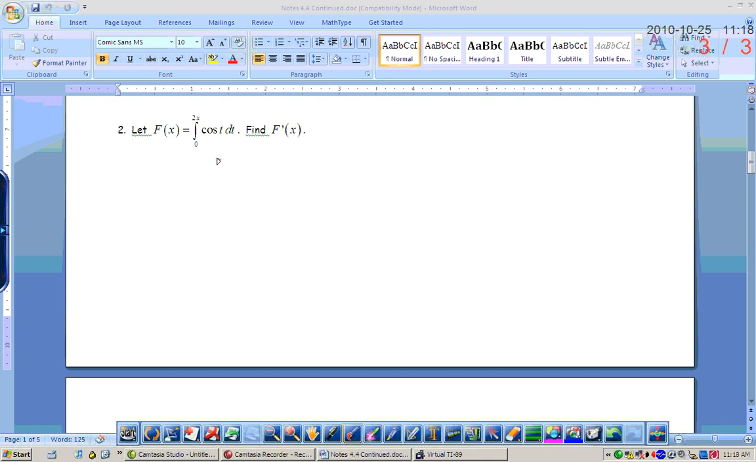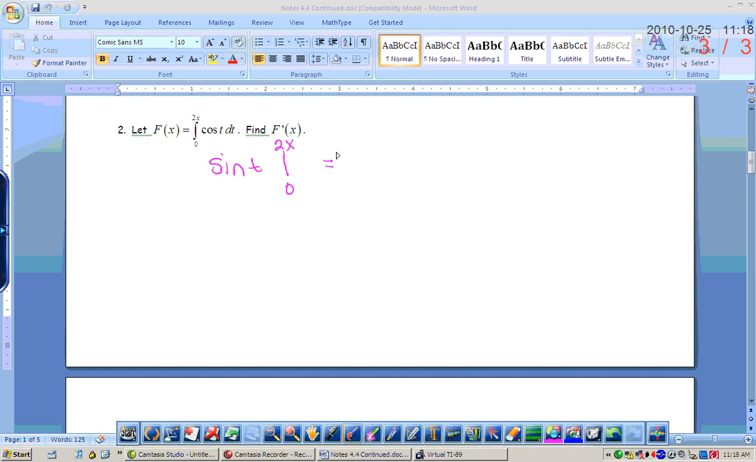It's just sine t, right? Okay, so it's the sine of t evaluated from 0 to 2x. Okay, well, the directions are saying capital F of x equals that integral. And the directions are saying find capital F prime of x. Well, kind of. But let's go through this so that we can see what the pattern is and then not have to go through it every time.